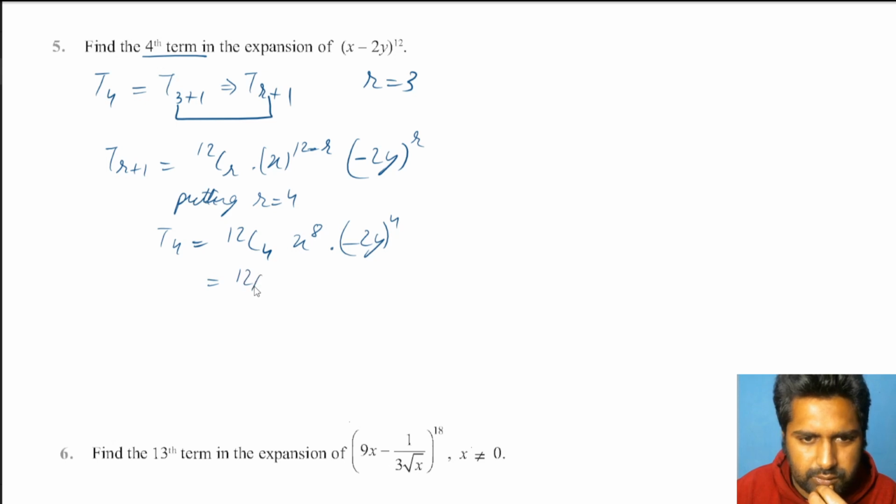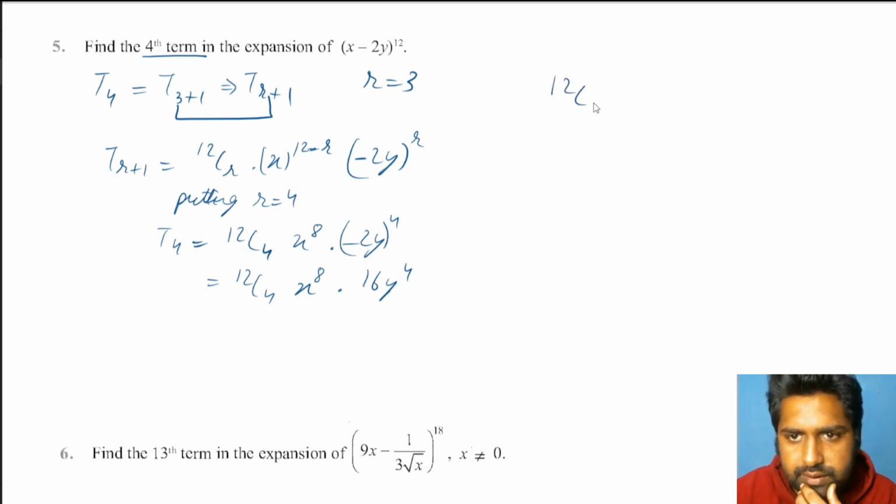So 12C4 will be a bigger value. I'm not solving it, you can pretty much solve this on your own. X raised to power 8, minus 2 raised to power 4, this is even, so it will become positive, so positive 2 raised to power 4 is 16, y raised to power 4. 12C4, if you want to calculate, you can calculate like this.